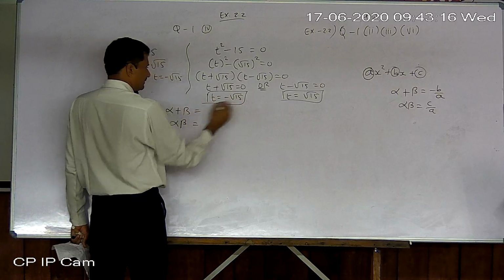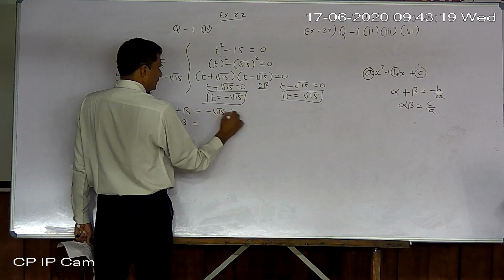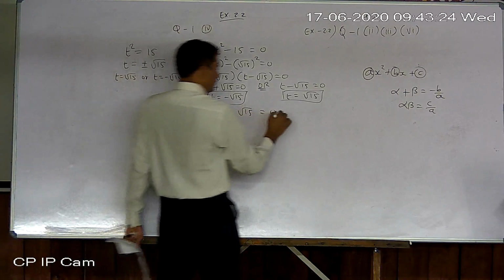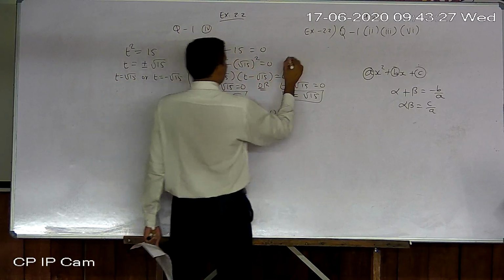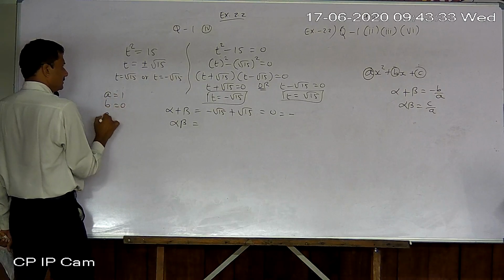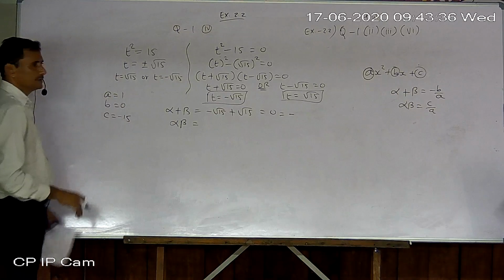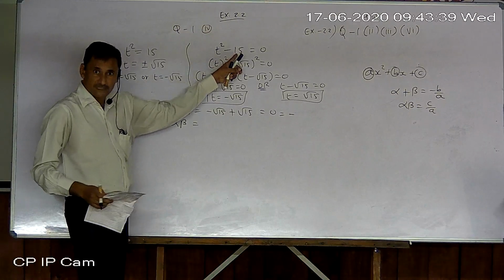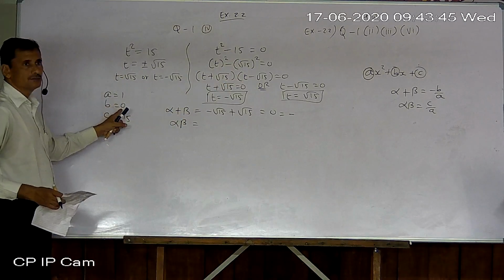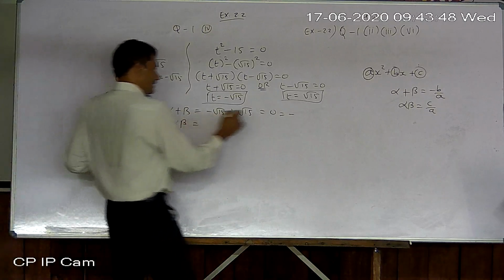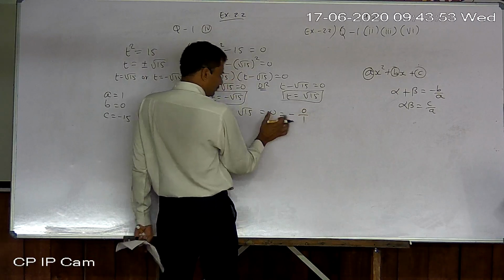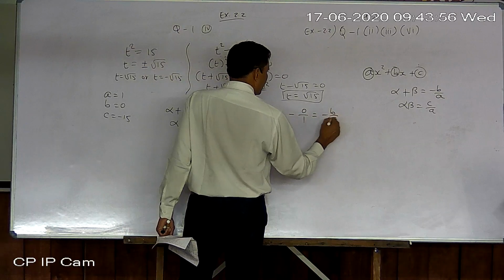Now alpha plus beta, so minus root 15 plus root 15, 0. This is equal to nothing but minus b by a. Write down your list: a is 1, b is 0, c is minus 15. Look carefully: b is missing here. T square, then t should be there, but t is missing, that is 0. C is minus 15. So minus b upon a, so write down b and a. Both are equal only, so the relation is verified.